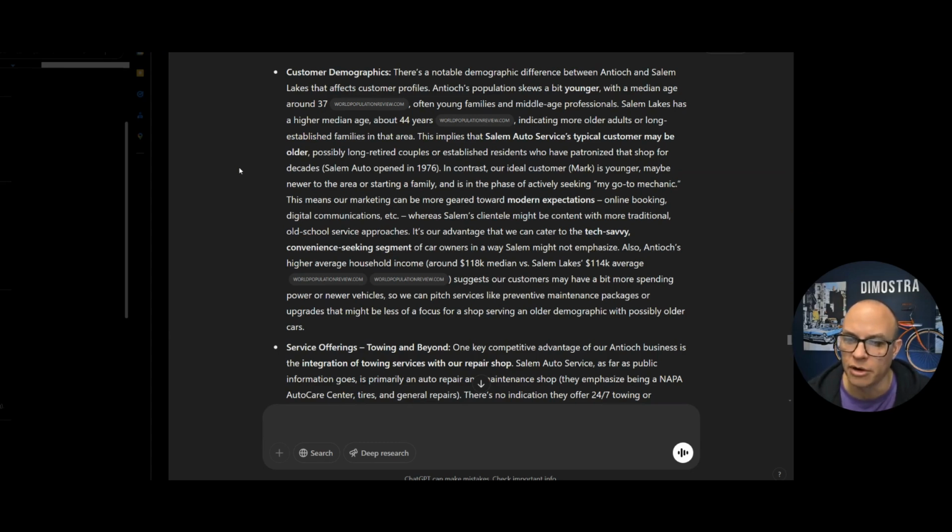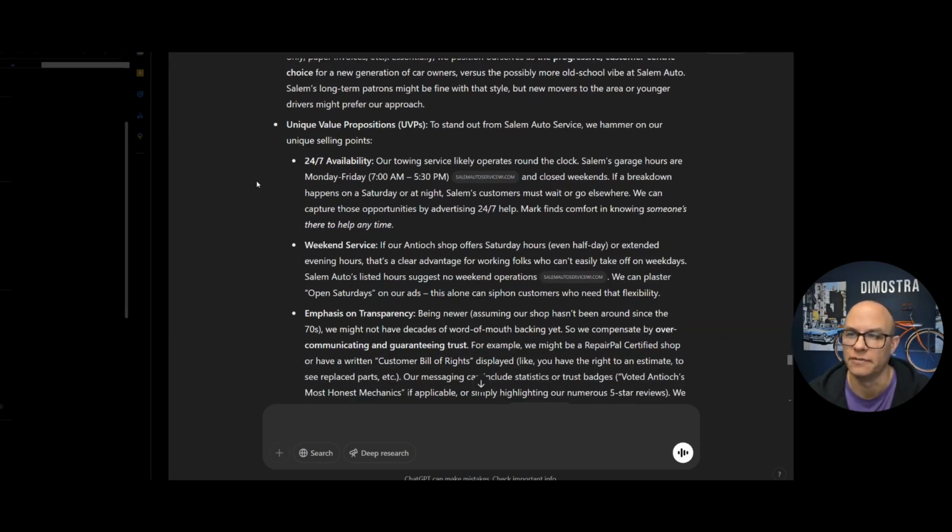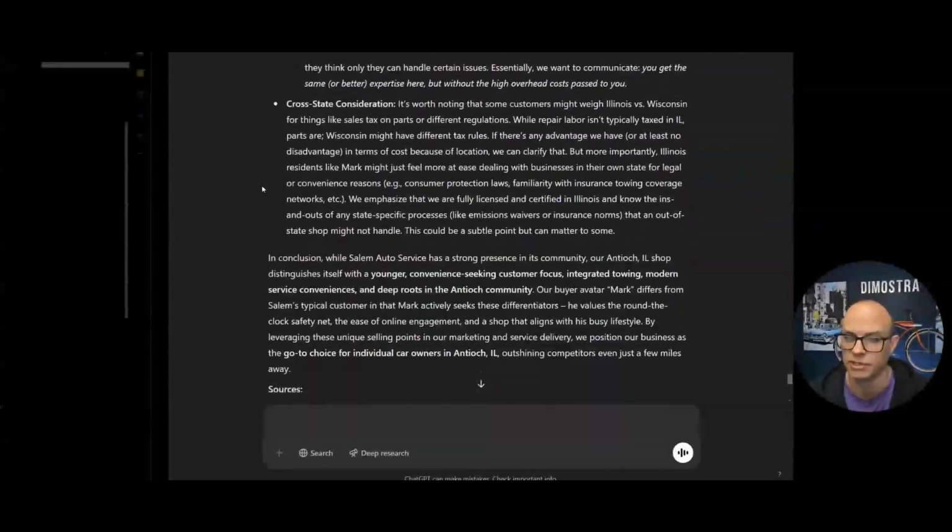Also, Antioch's average household income is higher than Salem Lakes, which suggests our customers may have a bit more spending power or newer vehicles, so we can pitch services like preventative maintenance packages or upgrades that might be less of a focus for a shop serving an older demographic with possibly older cars. Really interesting stuff there to explore. Now it even gives a unique value proposition to stand out from Salem Automotive Repair. This is really great stuff here.